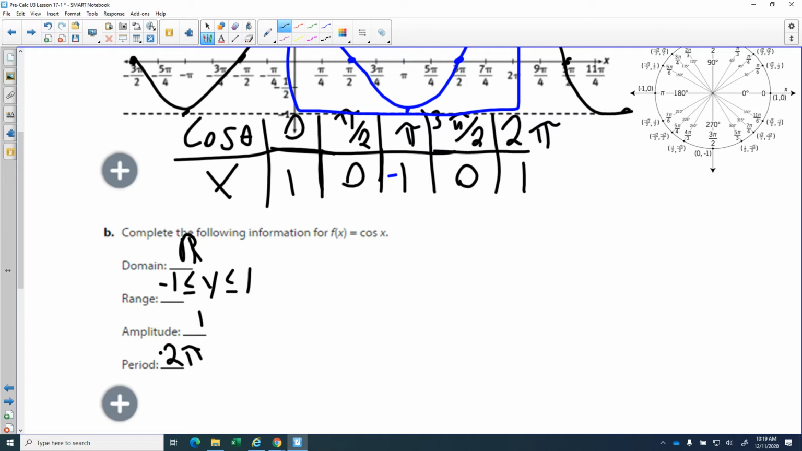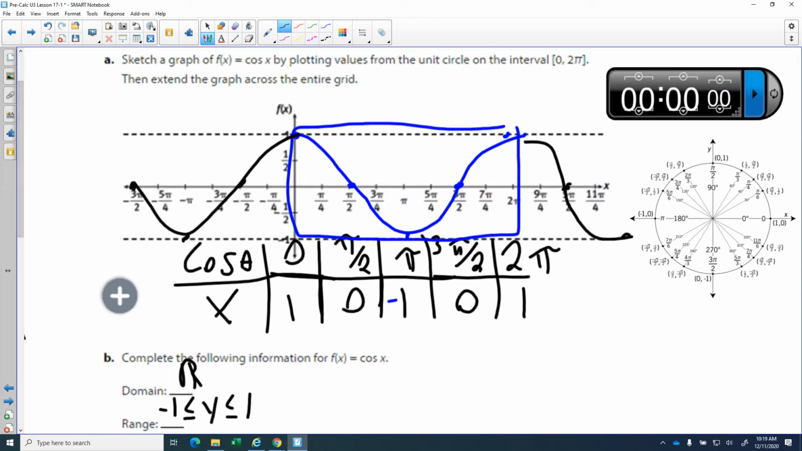My range is based off of how high up and down I can get, my max or my min. My amplitude describes my max or my min. I can go up 1 and down 1 from 0. And my period is going to describe basically how long it takes to repeat. So notice how cosine and sine are very similar. Really, the difference that I notice between cosine and sine is where it starts at.